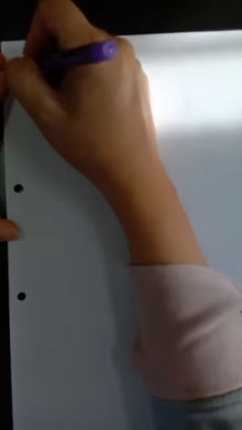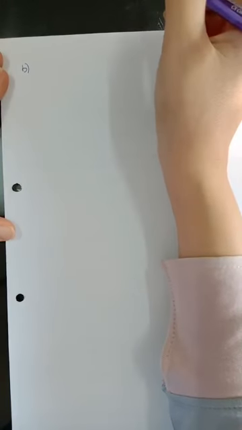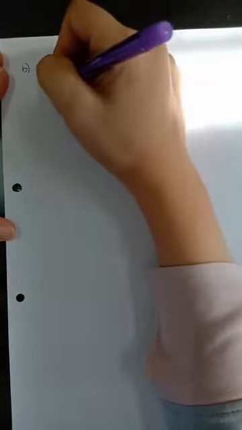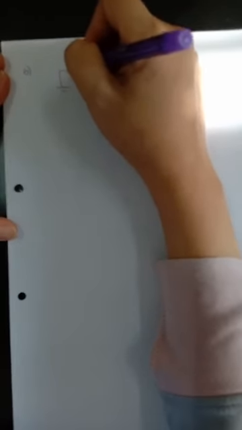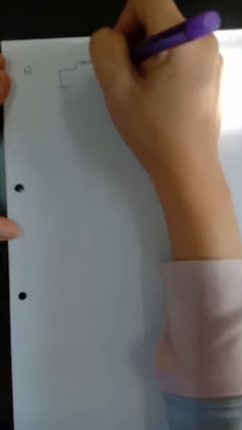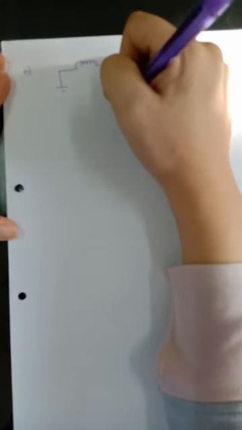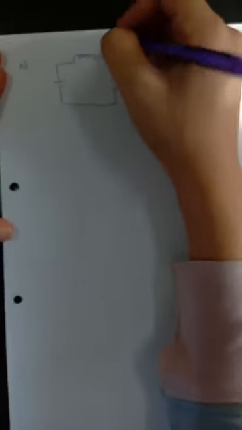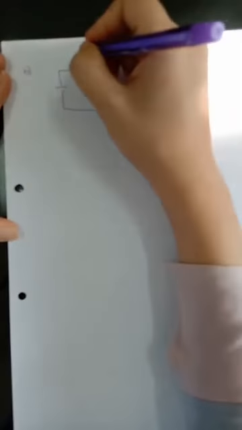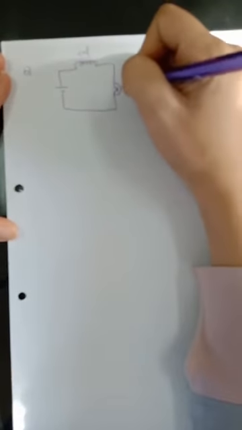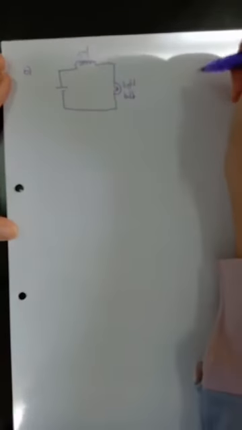Okay, B. We got a source here, and then we got coil. Then we got a light bulb. Right. So this is the coil. This is the light bulb.